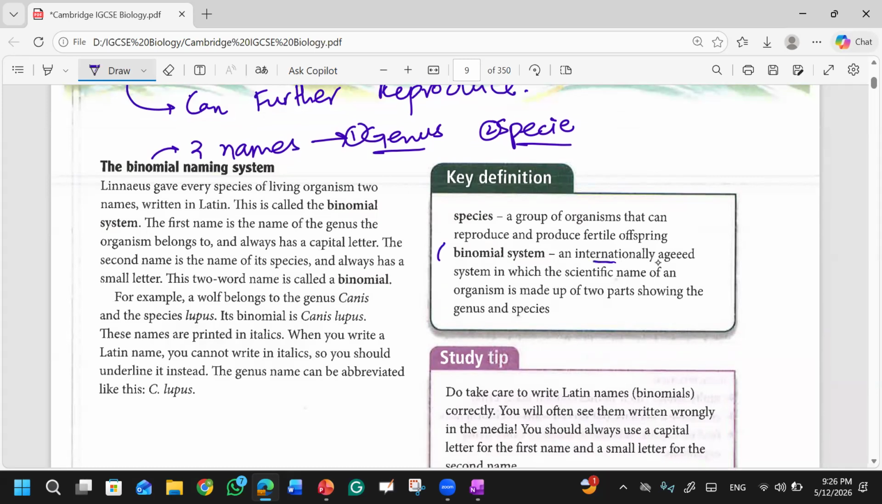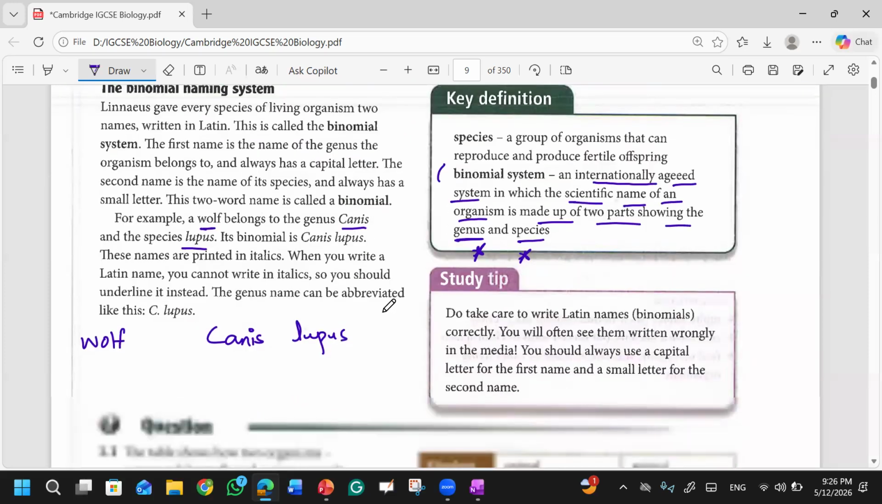So the binomial system is what? It is an internationally agreed system in which the scientific name of an organism is made up of two parts showing the genus and the species. Two names. Just like the wolf, we say that the genus of the wolf is Canis and the species is lupus. So the wolf's name will be Canis lupus. It's a binomial name. Clear?